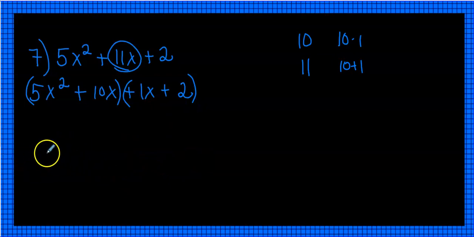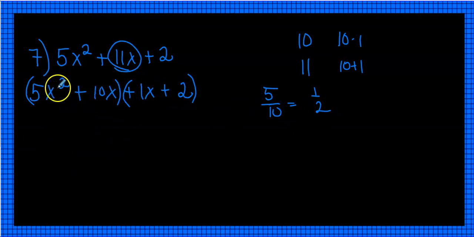If you have a ratio between this coefficient and this coefficient that's the same as the ratio from this one to the constant, then you can group these and factor them that way. What I'm saying is 5 to 10 is the same as 1 to 2. So if that happens and those are equal, then you can group these.